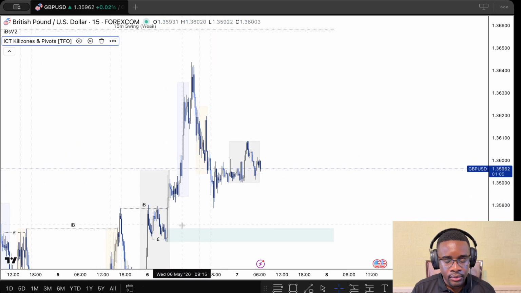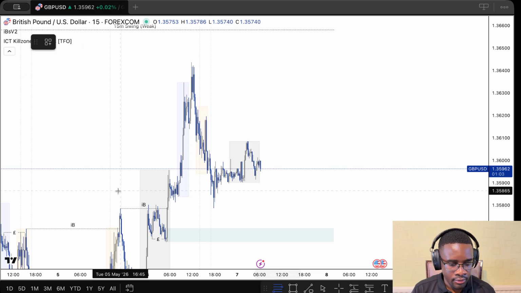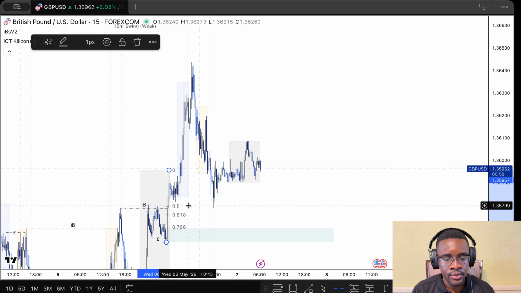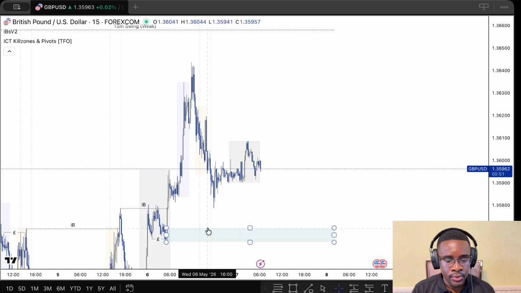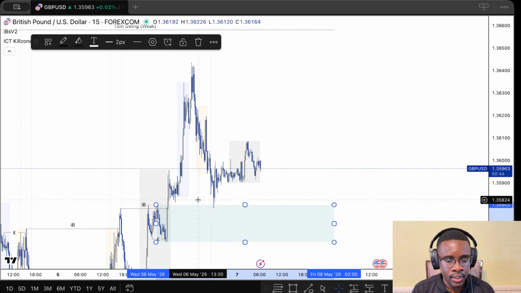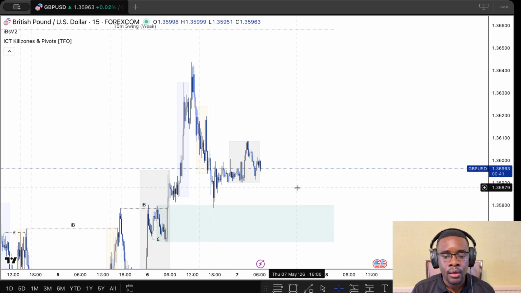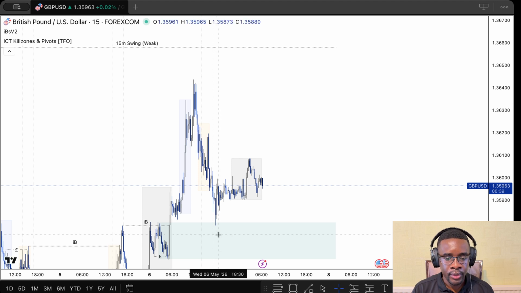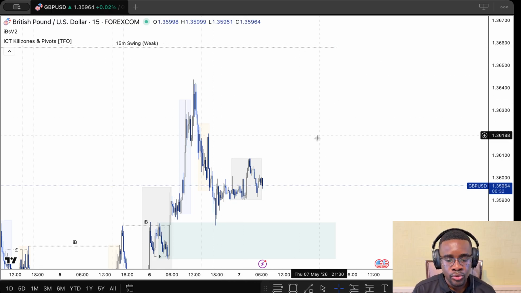Pullback. That's not sizable enough. Okay. Yeah, we didn't even reach 50%. So we expect that to be swept. That has already happened. Now whether price will come back to mitigate this extreme, we don't know, but what we know is now price has already mitigated the sell to buy range. Okay, so the pullback could now be complete, and now we could be looking at attacking this weak internal high as well as the weak swing high.